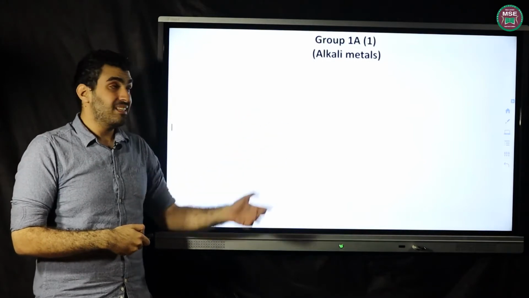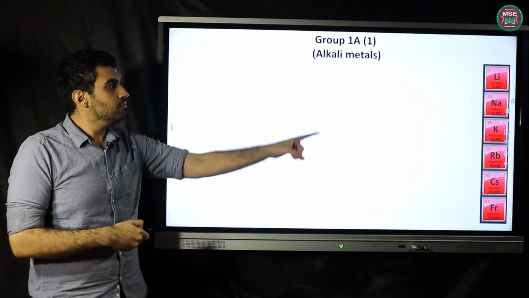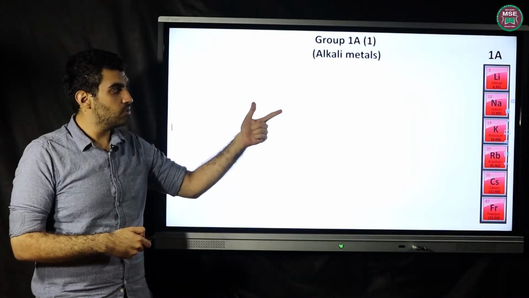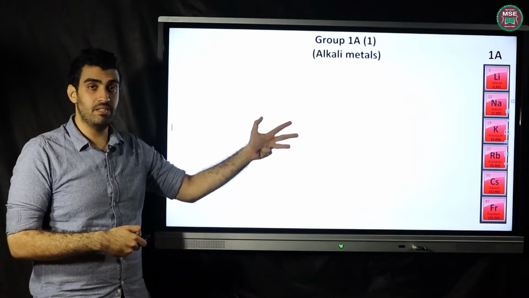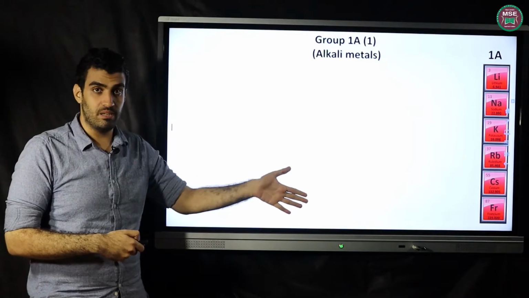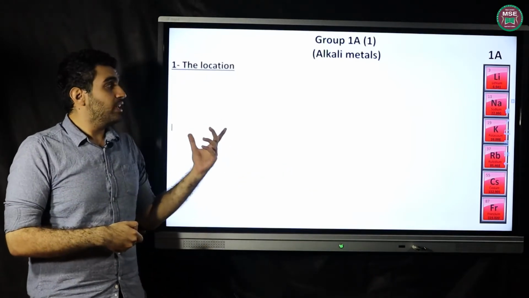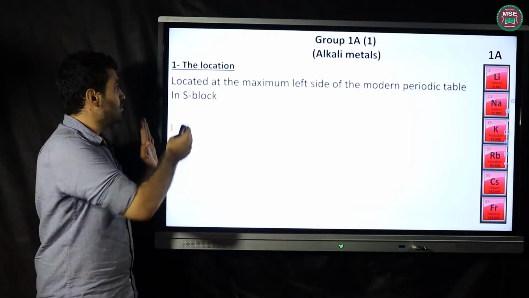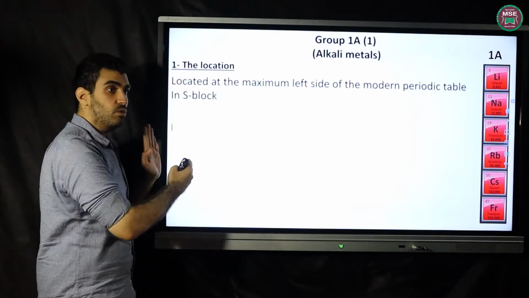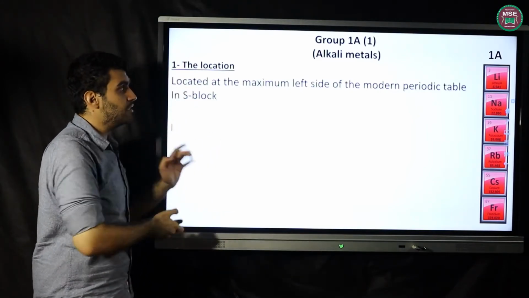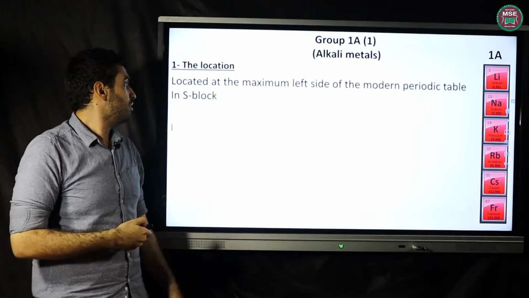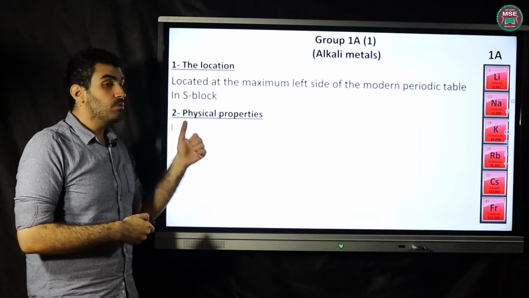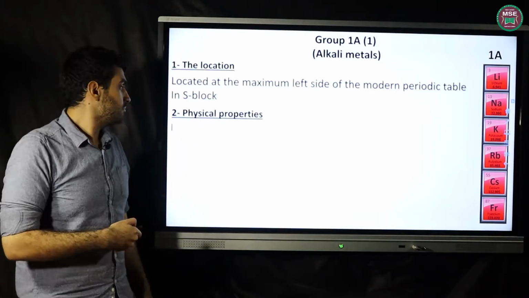Group 1A, alkali metals. It contains lithium, sodium, potassium, rubidium, cesium, francium. The location of this group is found at the maximum left side. It is the first group, group 1A, so it's found at the maximum left side of the modern periodic table in S block. Number 2, the physical properties.